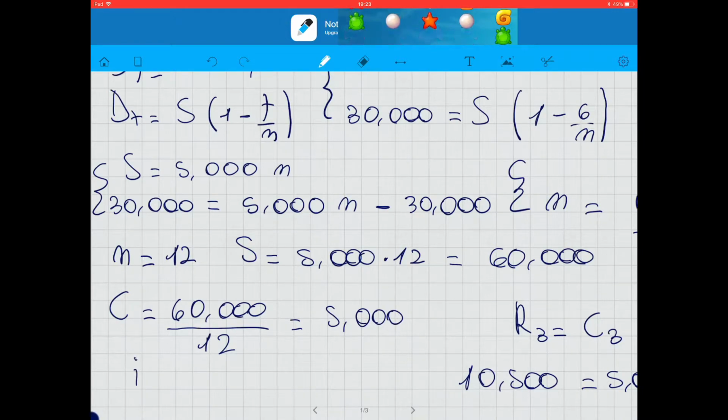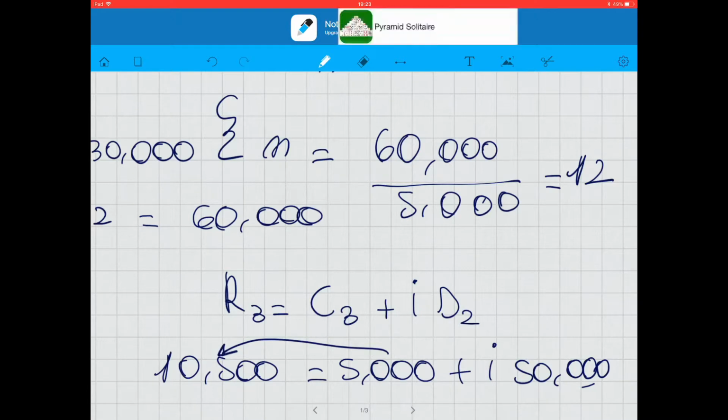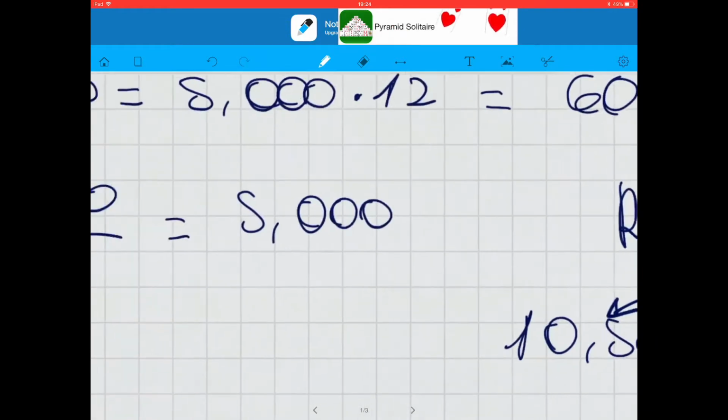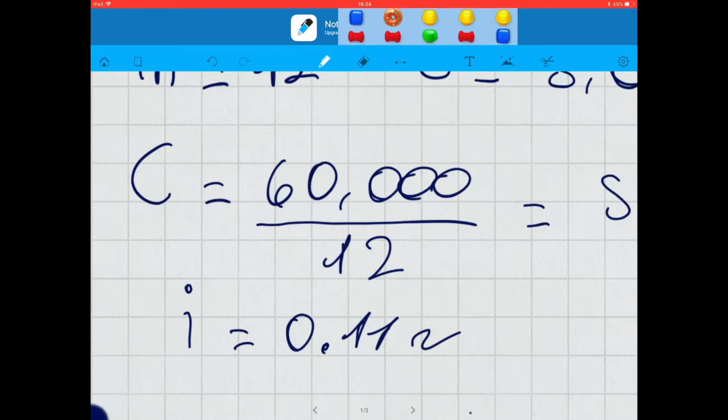I, that is our interest, is equal to what? Is equal to 10,500 minus 5,000, we take this here, divided by 50,000. And our I is equal to 0.11 or 11%.